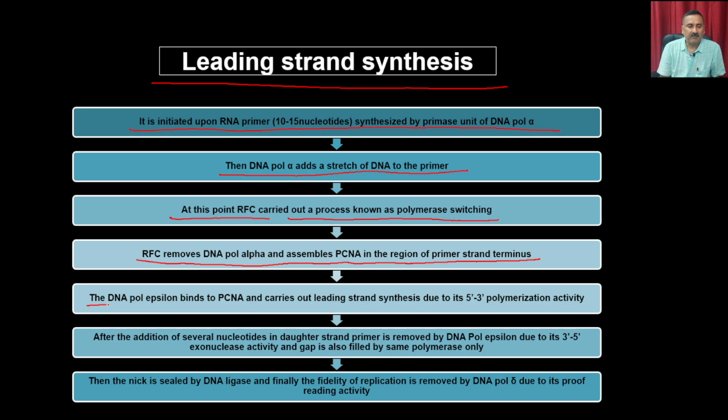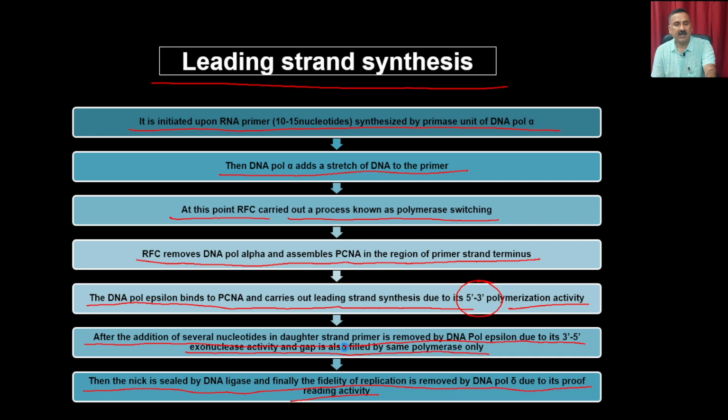Then the DNA pol epsilon binds to the PCNA and carries out the leading strand synthesis due to its 5 prime to 3 prime polymerase activity. After the addition of several nucleotides, mismatched nucleotides in the daughter strand are removed by the DNA pol epsilon due to its 3 to 5 exonuclease activity, and the gap is also filled by the same polymerase again. Then the nick is sealed by the DNA ligase, and finally the fidelity of the replication is ensured by the DNA pol delta due to its proofreading activity.